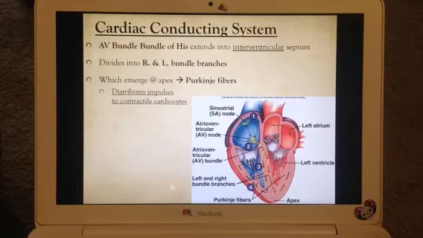And then that's going to divide to the 2 sides of the heart into right and left bundle branches, and those emerge at the apex, which is that pointy part at the bottom of the heart. Remember, the base is at the top, the apex is at the bottom, in something called Purkinje fibers, of course named after somebody called Purkinje who discovered these. And those are going to go ahead and distribute that signal all throughout all of the contractile cardiocytes of the heart.